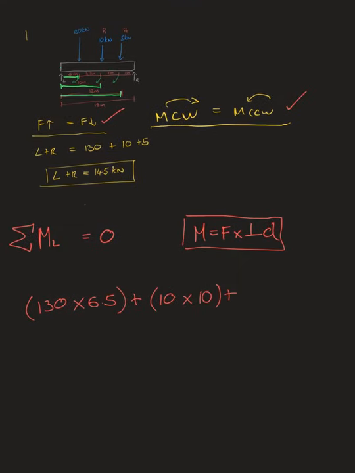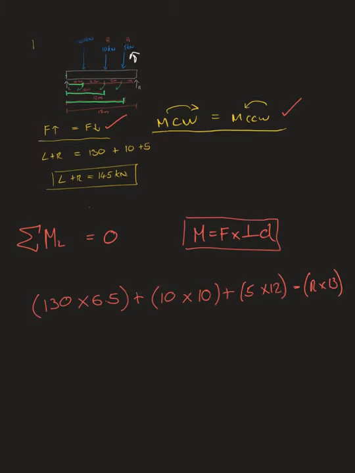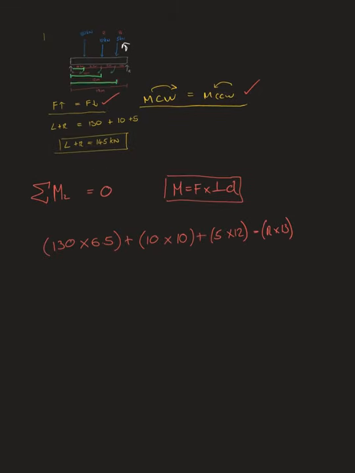And my 5 kilonewtons, how far away is it? You should be shouting 12. So 5 by 12, it's 12 meters away. And the final force on this, R, wants to push me counterclockwise. So it's going to be a minus. So minus R times how far away is R from L? It's 13. So to be in equilibrium, all of these moments have to equal 0.